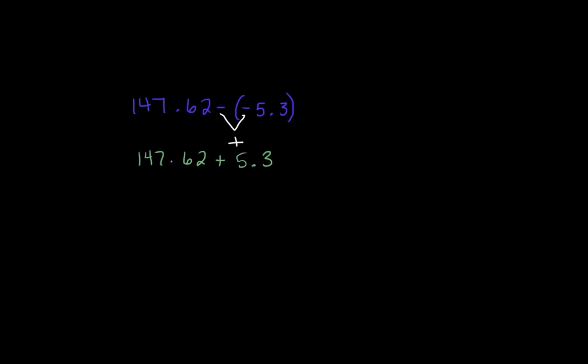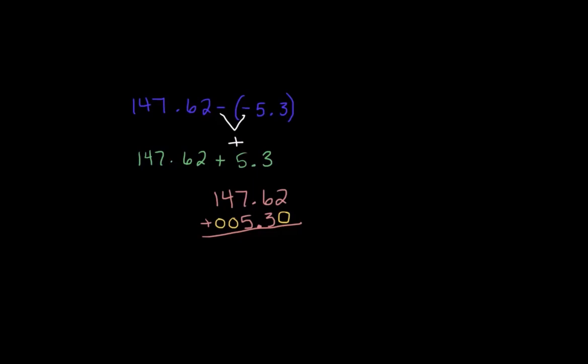So now that we have our signs right, we're going to go ahead and write down our first number, which is 147.62. We're going to add our 5.3. The 5 is going to go underneath the 7. Line up your decimal, and then the 3 is going to go underneath the 6. Remember, if it helps you, go ahead and put zeros in any of those blank spots. And then go ahead and add.